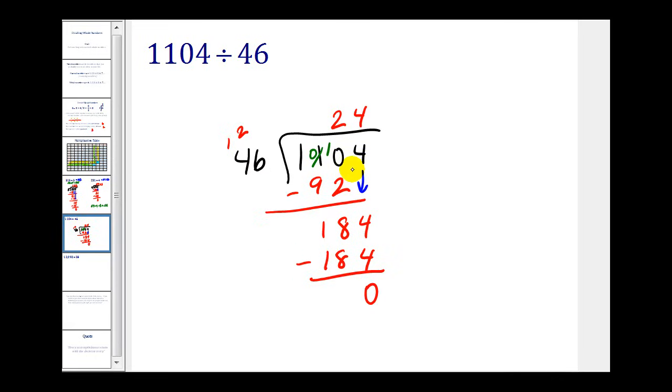Forgot the subtraction sign here. And there are no additional digits to bring down, so this does divide evenly because we have a remainder of 0. So our quotient is 24, which means 24 times 46 equals 1,104. Let's go ahead and try one more.